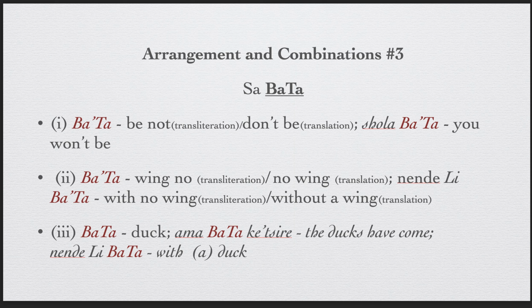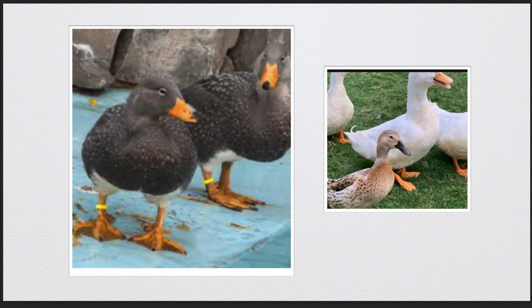And just going by this interpretation where vata means be not or wing no, and then we have the duck, I think the original bats did not have wings. They were flightless birds. But now we have ducks that fly, so maybe those are not the original ducks.